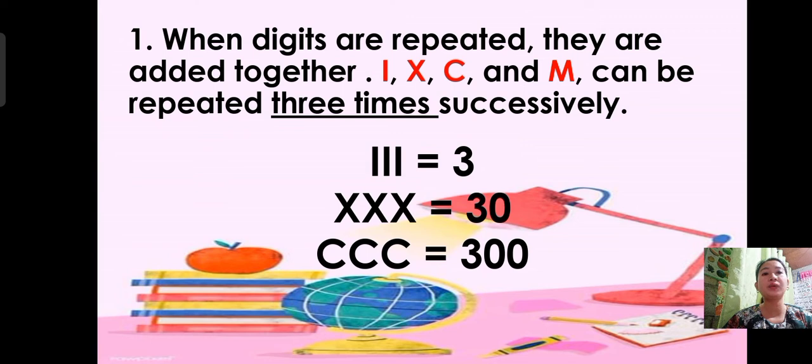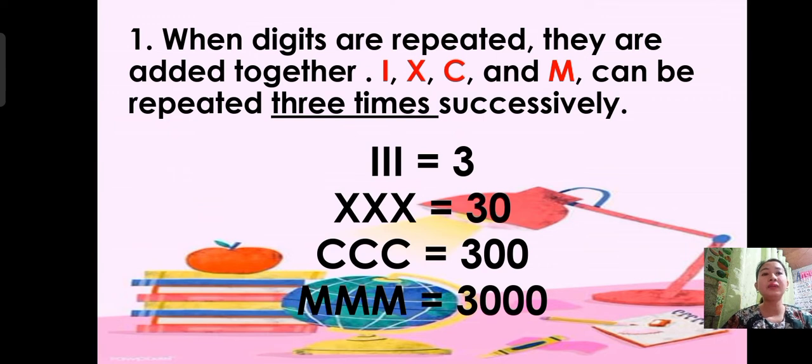Another, we have here the Roman numeral C. It is also repeated 3 times. The value of Roman numeral C is 100. So what you are going to do again is you add it together. 100 plus 100 plus 100. The result is 300.